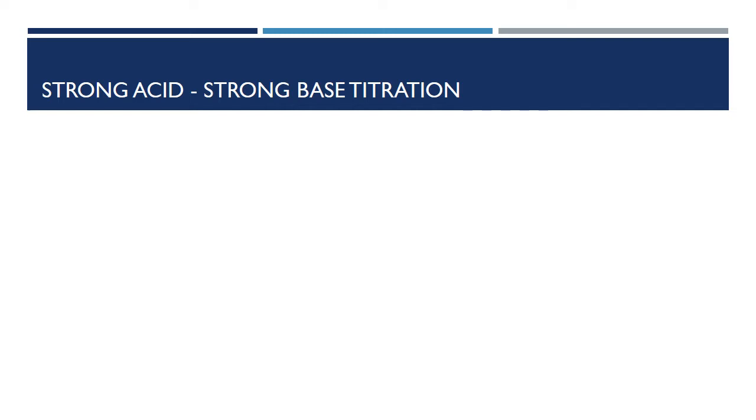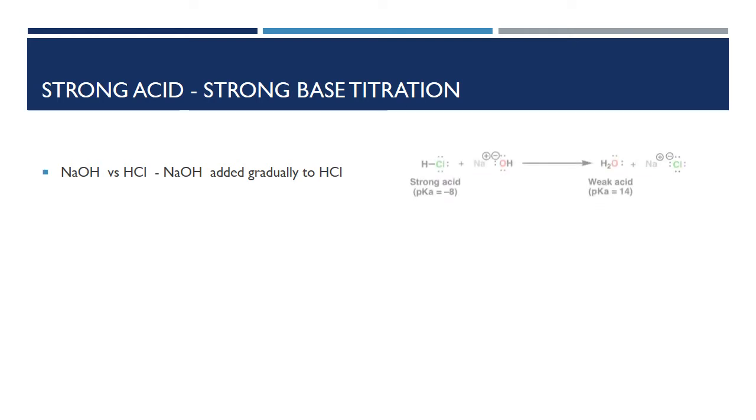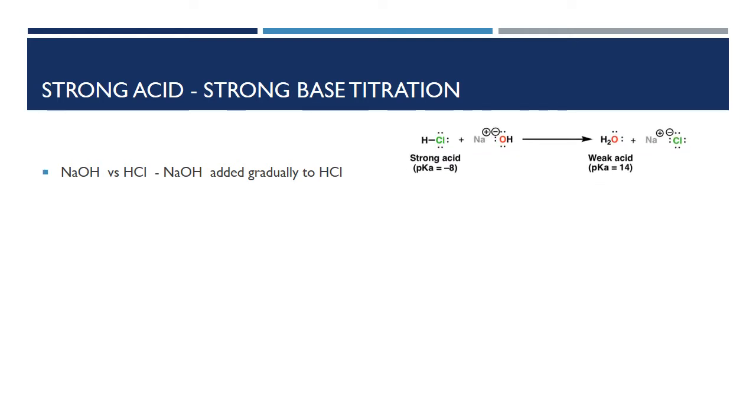Let us consider a strong acid, strong base titration. For example, titration of sodium hydroxide against hydrochloric acid. A fixed volume of hydrochloric acid is generally taken in a beaker and titrated against a solution of sodium hydroxide. Hydrochloric acid, being a strong acid, dissociates almost completely to give H+ and Cl- ions.